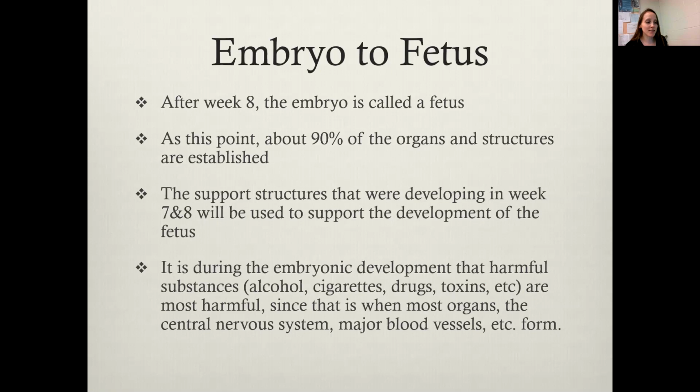At this point, a lot of different harmful substances, which we're actually going to talk about later on, but things like alcohol, cigarettes, different drugs, toxins in the environment, radiation, all of those are really, really harmful, especially at this early point, because you have so much brain development and because so many of the organs and systems are starting their development at this point.